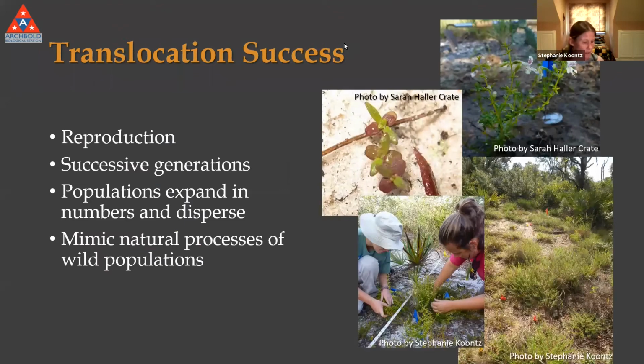The goal of a translocation is to create viable populations. Several metrics have been identified in the literature for how to measure translocation success. These metrics include flowering and fruiting to produce seeds, but then those seeds must also be able to germinate, survive, and produce viable seeds for the next successive generation. Populations also need to be able to disperse and expand into new appropriate habitats. And overall, we expect that translocated populations should eventually be able to mimic natural processes as we observe in wild populations.